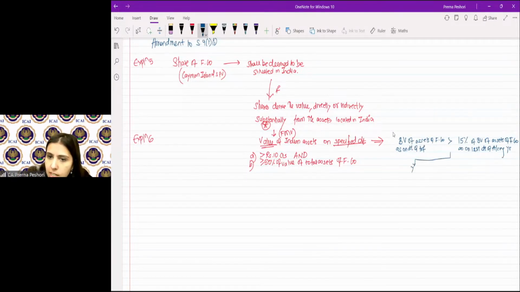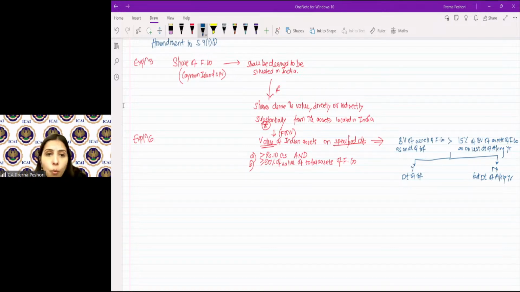If the answer is yes, then the specified date will be date of transfer. If the answer is no, then the last date of the accounting year. So basically for determining the specified date, you need to consider the book value of the assets of the foreign company. If the book value as on the date of transfer is greater than 15% as on the last date of the accounting year, then you take the date of transfer as the specified date. Then you consider the fair market value on the date of transfer. Otherwise, you consider it on the last date of the accounting period.